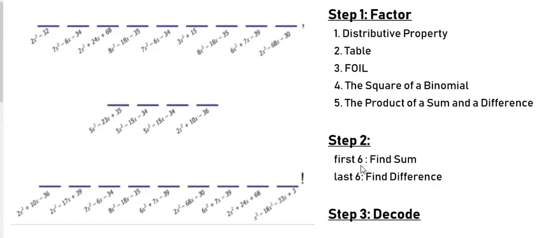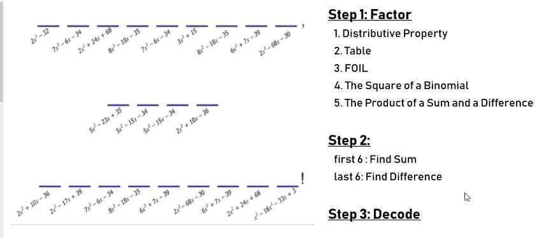In this Midway factoring practice, you are going to follow 3 different steps for each of the problems. First, you're going to factor. I'm going to go through the first 3 methods and then one of these methods down here. Then in the second step, for the first 6, you're going to find the sum of the answers that you got in step 1. For the last 6, you're going to find the difference of the answers that you got in the first step. Then you're going to use that answer in order to decode over here.